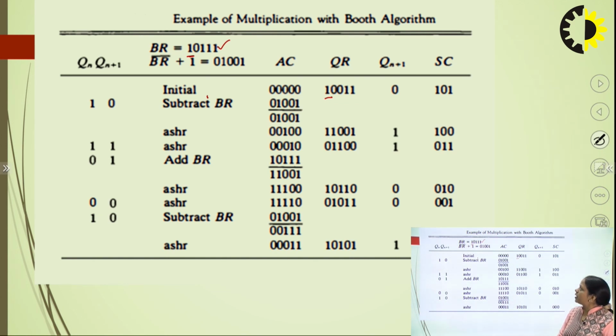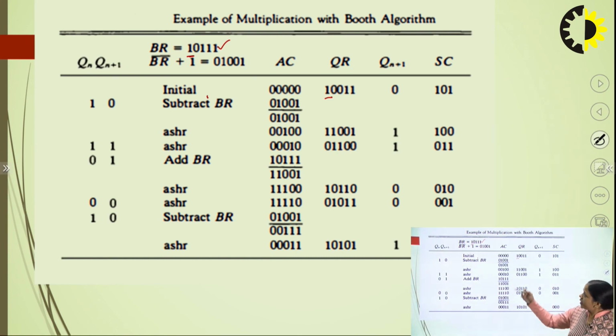Now how will we start our algorithm? In this case we will take AC, where the initial value of the AC is 0 0 0 0 0, because here we are taking 5-bit registers. QR, the value of QR which has multiplier bits 1 0 0 1 1. Initially the value of Qn plus 1 is 0. Because we have a 5-bit register and the multiplier bits are 5 here, the value of the sequence counter will be 5, 1 0 1, which is 5.